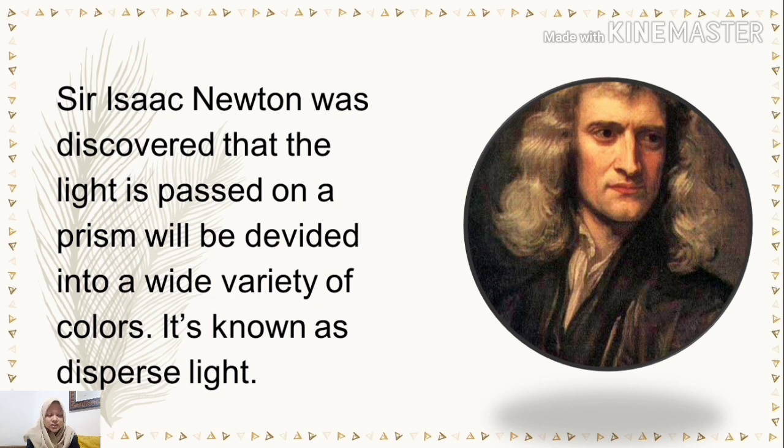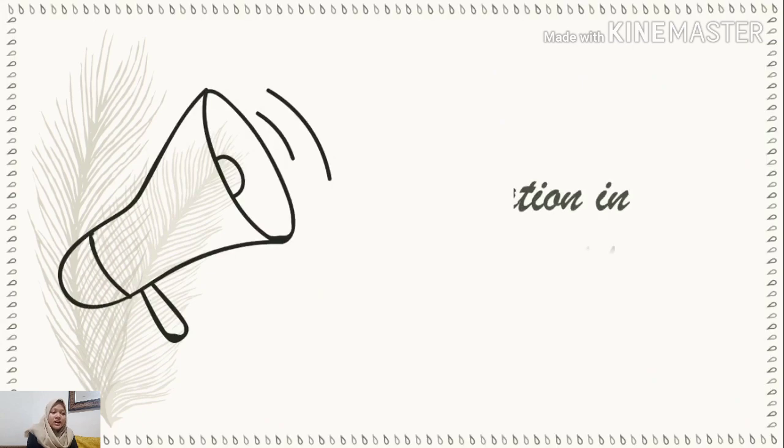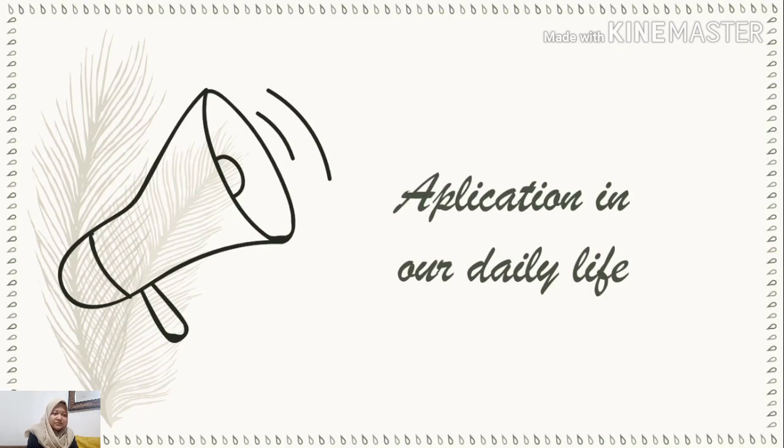Creating a spectrum of colors. Newton originally divided the spectrum into 6 named colors. They are red, orange, yellow, green, blue, and violet. He later added indigo as the seventh color, and it is known as dispersed light. And next is application in our daily life.